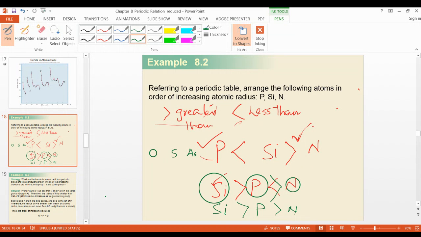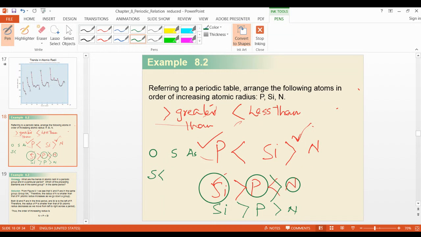Oxygen is less than... Right, very good. Oxygen is less than sulfur. Very good. And the relation between sulfur and arsenic? Arsenic is greater than. Yes. Right. So now, we can write here sulfur is less than... No, sulfur is less than arsenic.